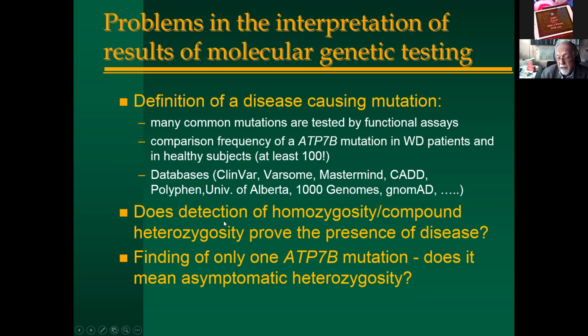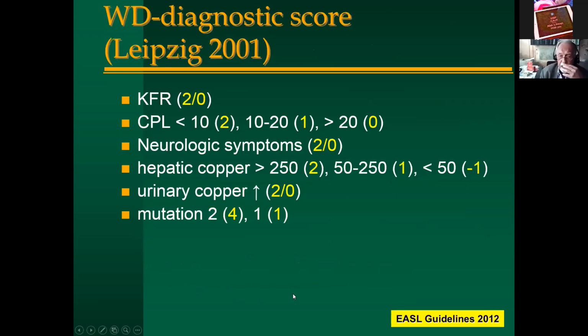And the other question is disease presentation. Does detection of homozygosity or compound heterozygosity mean that the patient has the disease? Like in many other genetic diseases, disease penetrance in Wilson's disease is unknown. And if you find only one ATP7B mutation, what does this mean? Is this patient really an asymptomatic heterozygote? You see, you have to put all the data together to come to a diagnosis if you enter genetic testing.